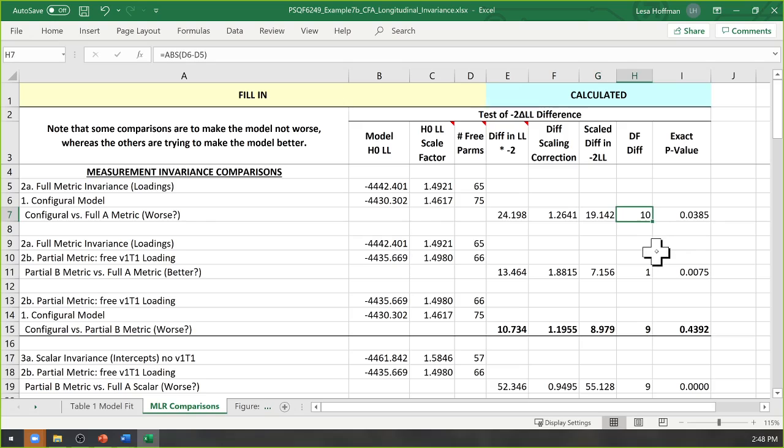It's 10 degrees of freedom because I had a savings of 12 loadings, but I had to estimate 2 factor variances, so that's net 10. And my p-value, 0.0385.